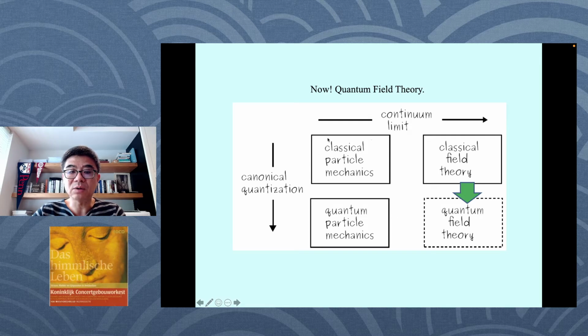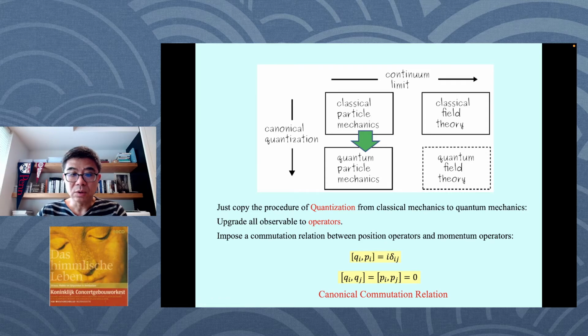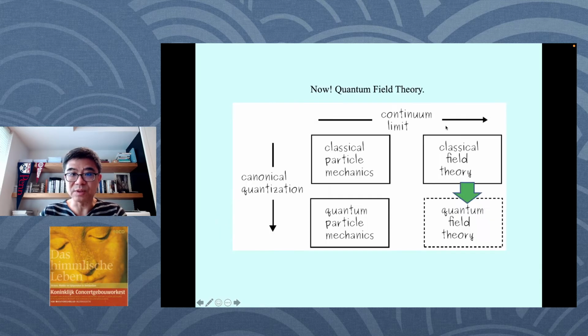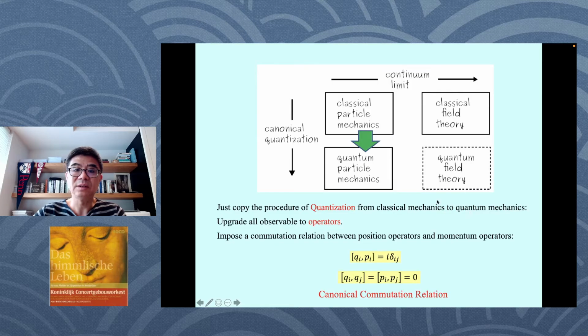By classical particle mechanics, I mean things like Newtonian mechanics, and by quantum particle mechanics, I'm referring to the Schrödinger equation-like quantum system, which is non-relativistic. This procedure from classical particle mechanics to quantum system, we usually call canonical quantization. So we would like to model the transition from here to here by the transition from here to here. That's the key idea. Okay.